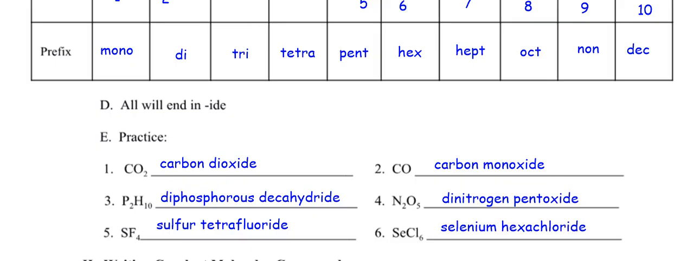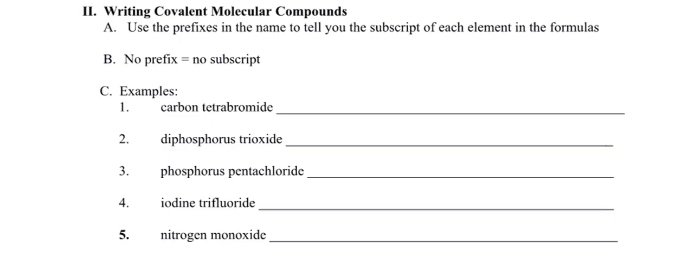All right, let's see what the next one is. Hey, we're going to do the opposite, so hang on. This is where you use the prefix and the name to tell you the subscript of each element in the formulas. Again, if there is no subscript, there is no prefix. If there is no prefix, there is no subscript, okay? So in example number 1, carbon tetrabromide, do you see a prefix by the carbon? No, you don't. What does that tell you? You only got one of them. What's tetra? 4. So this would be CBr4.